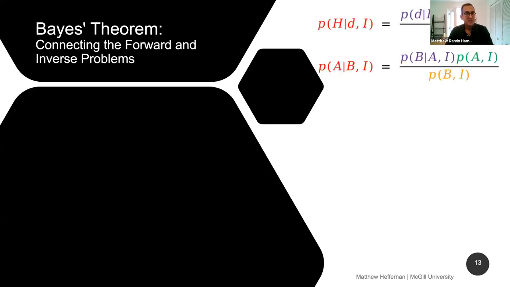So this is Bayes' theorem. It's connecting the forward and inverse problems. I've given two completely equivalent but very slightly different formulations here, and I'm going to go through the notation of this. Much of the confusion that comes in with Bayes' theorem is really notational. And so I'm going to first explain the notation. Then I'm going to go through each of these components, which I've color-coded. I'm going to explain in a little bit more detail what they are.